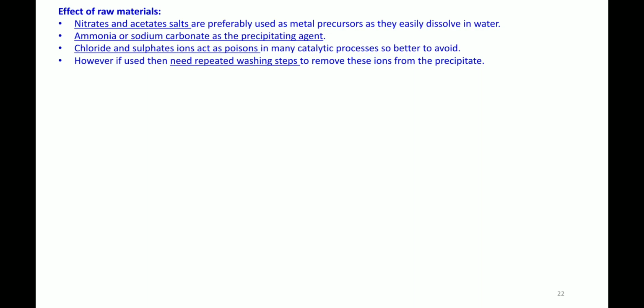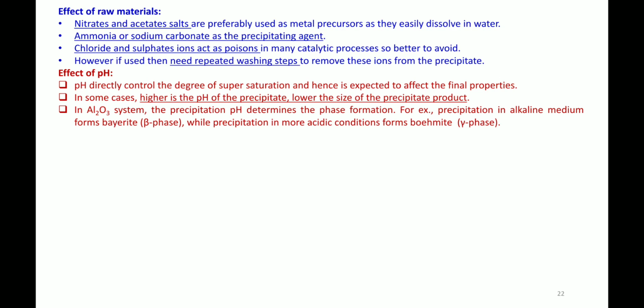However, even if we use the chloride and sulfate, even if they are poisonous, then they need repeating washing steps to remove these ions from the precipitate, because they do not get removed easily from the salts. So you need to do multiple washing steps in order to remove this chloride and sulfate. Okay, so this is one aspect as far as the raw materials are concerned. So we have seen the effect of raw material.